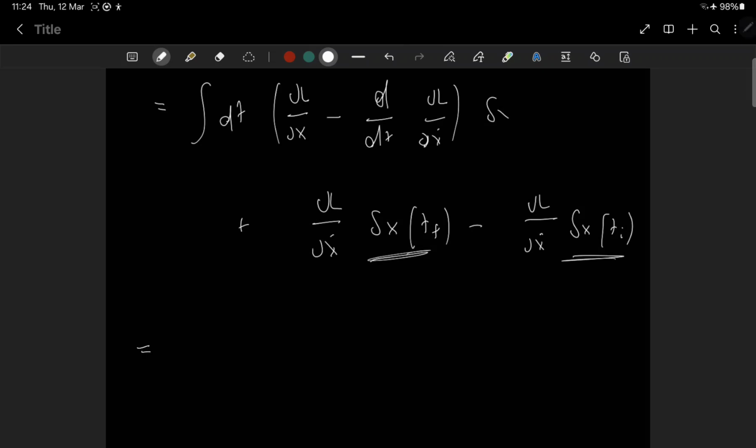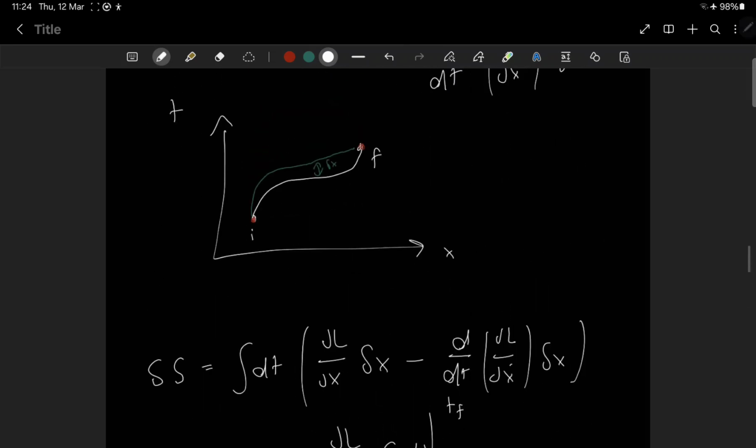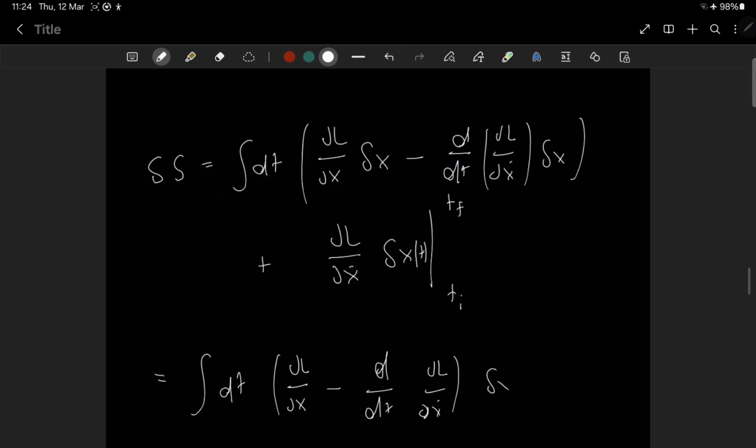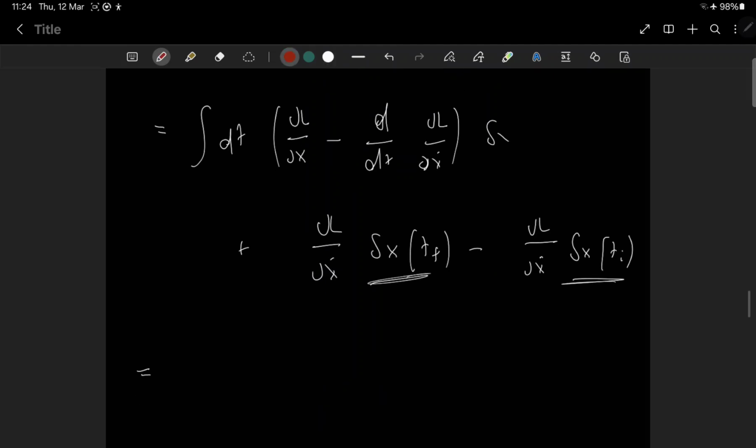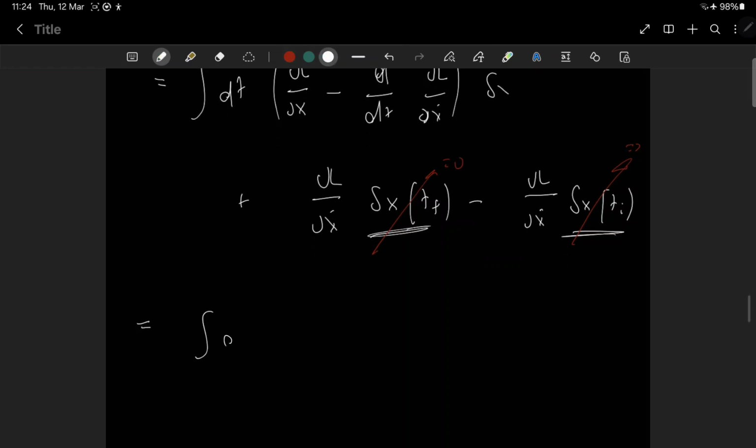Because we said that when we perturb the path, we start with a fixed initial condition and a fixed final condition. So these two are equal to 0. So this is equal to 0 and this is equal to 0. So what we end up with is the integral over dt of partial L by partial x minus d by dt of partial L by partial x dot, times delta x.